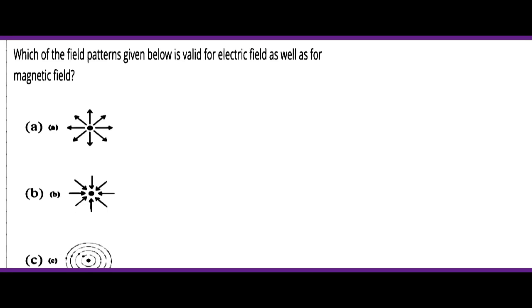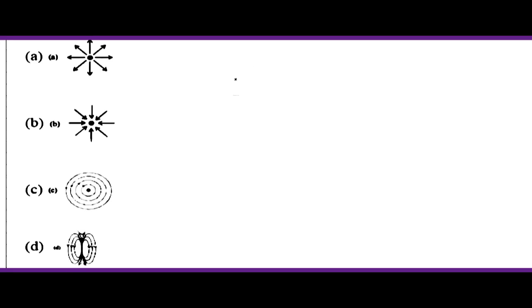Hello. So the question is, which of the following field patterns given below is valid for the electric field as well as for the magnetic field? Okay, so we have to find which one is for both, the magnetic field and the electric field. As we know, in the case of the magnetic field, the field lines should form closed loops.